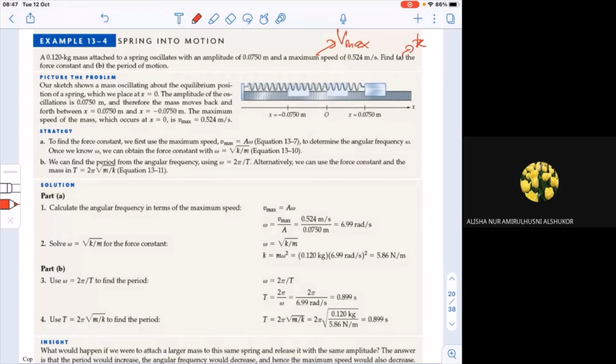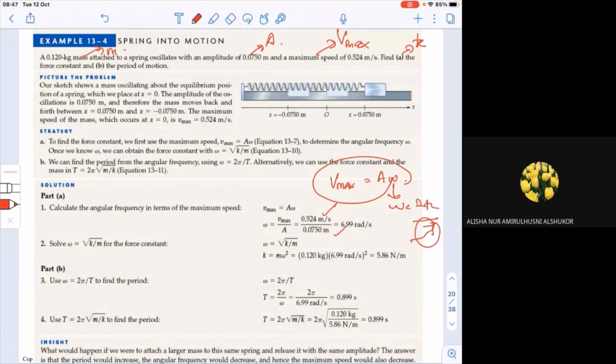So given here is the mass and the amplitude A. Now we have mass, we have A. So what can be done here? You need to know that v max is equivalent to A omega. From this value we can get omega, and from omega we can manage to get T, the frequency, and so on. So let's play around. Omega is v max over A, so v max is 0.524 meters per second, and then 0.075.